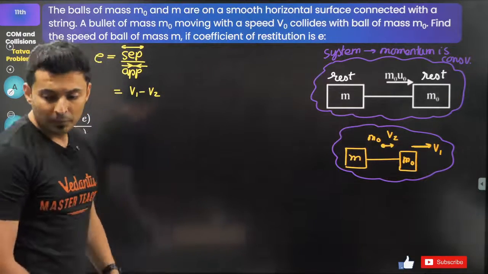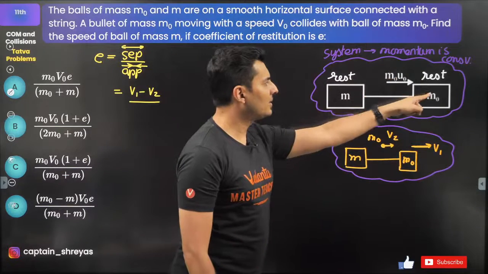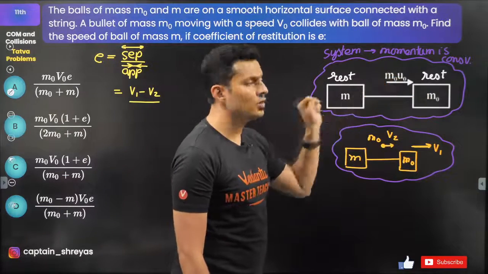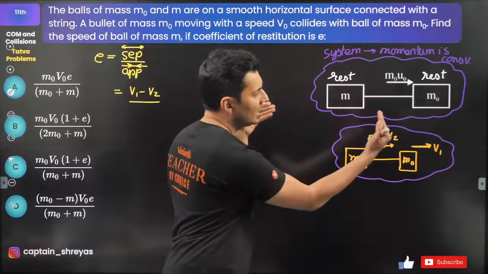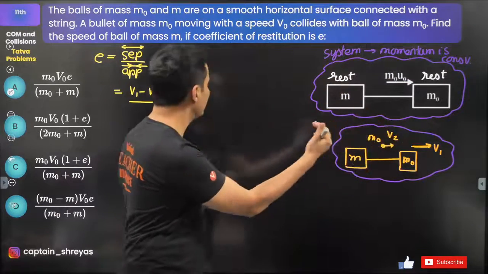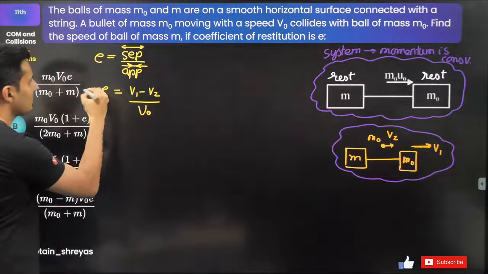Okay, cool. Now, what is the approach velocity? If you notice, this mass is at rest. This mass is approaching with u0 speed or v0 speed. So the approach velocity is just, one is at rest, one is just coming and hitting it. So it is just u0 or whatever, v0. Okay, so this is your e.